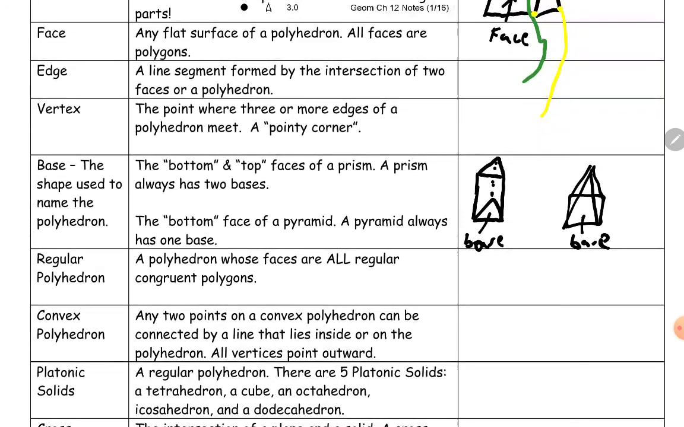A regular polyhedron is a polyhedron whose faces are all regular congruent polygons. That means if you're looking at one particular side, like say it's a square, all the sides are the same, all the angles are the same. And then maybe on another side you have a pentagon. But basically all the polygons are regular. Regular means sides are congruent, angles are congruent.